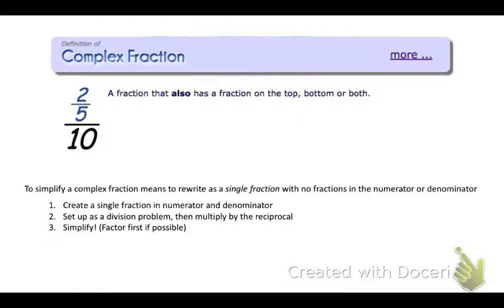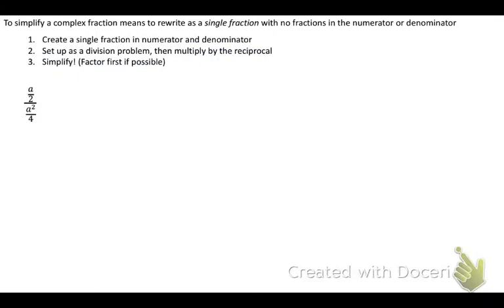So the first thing we do is create a single fraction in the numerator and the denominator. Then we set it up as a division problem, and we just multiply by the reciprocal, and then we simplify, okay? This is really a lot of stuff we've already done. It's just like combining everything.